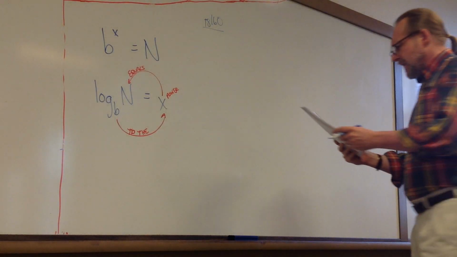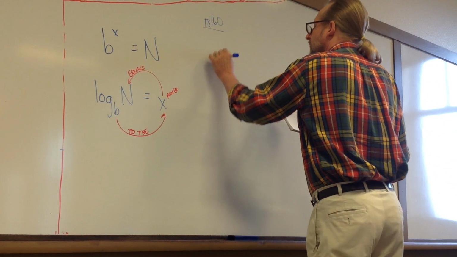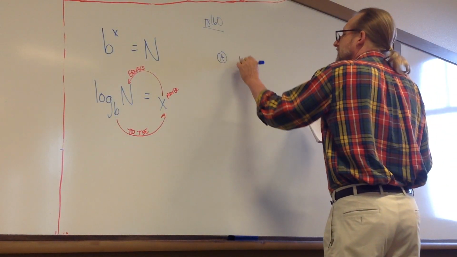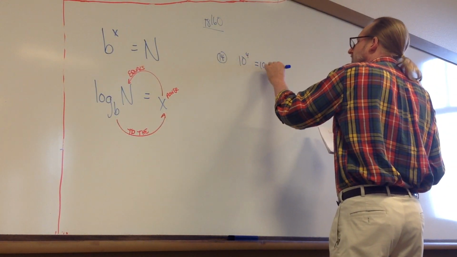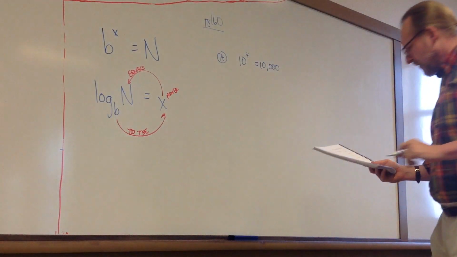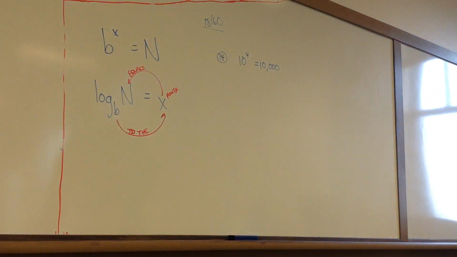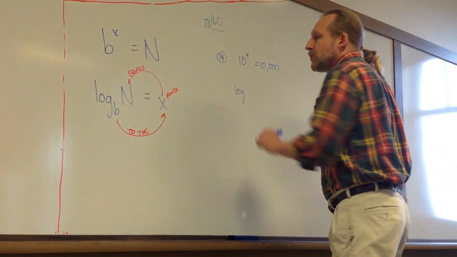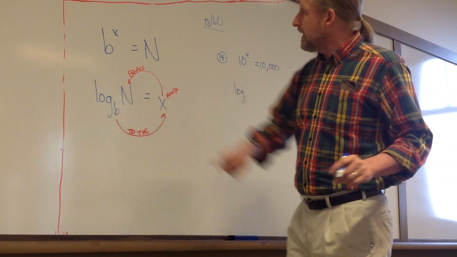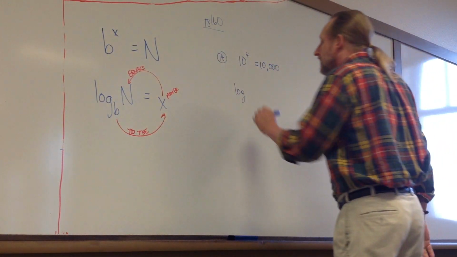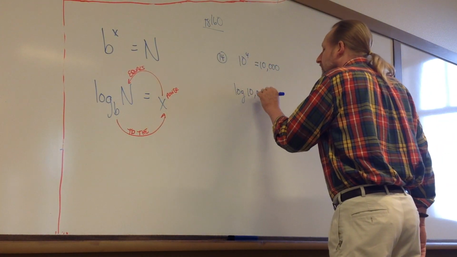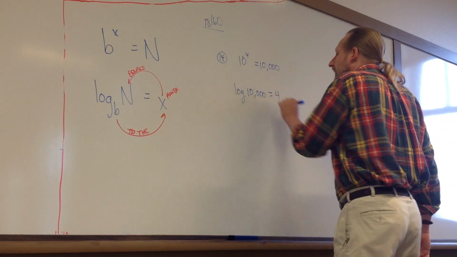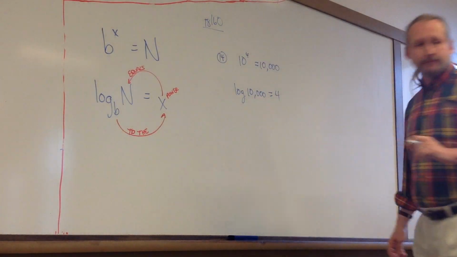Here we've got exponential statements, so like problem 14, it says 10 to the fourth power is 10,000. And the instructions ask us to rewrite this using logarithmic notation. So, what we want to do is write log. Now normally we would write the base down here, but since it's base 10, we can just leave it blank. And then we would just say log of 10,000 equals 4.